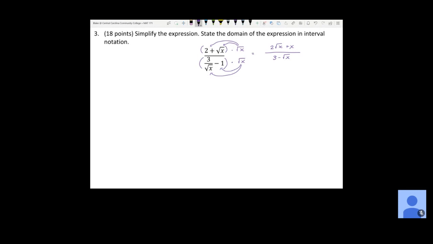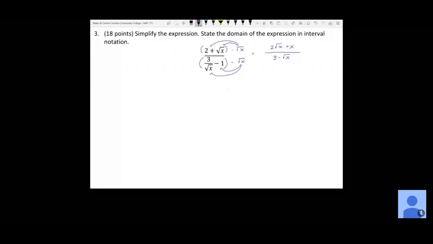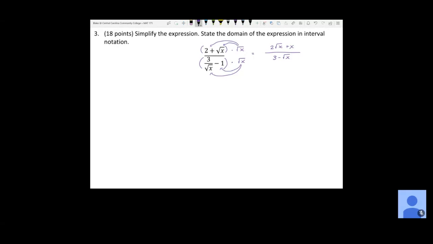Okay, now I'm fine if you stop right there. If you really want to rationalize the denominator, you can multiply by the conjugate, 3 plus square root of x, on top and bottom. I'm not going to take off points if you don't do that, though, right? The main thing I want to see here is, can you get rid of the compound fraction? Okay, so I'm okay if you leave the square roots in the denominator.